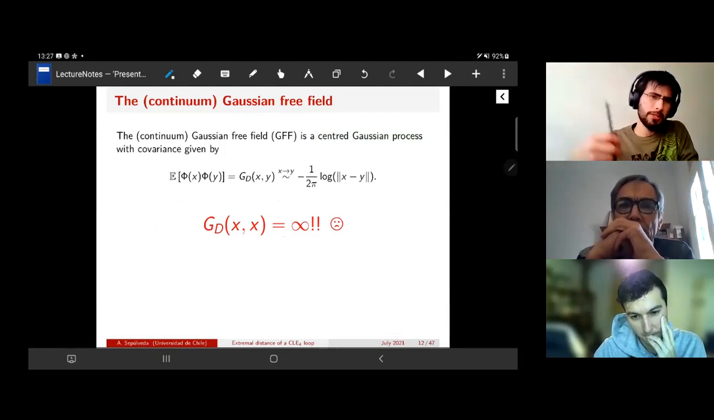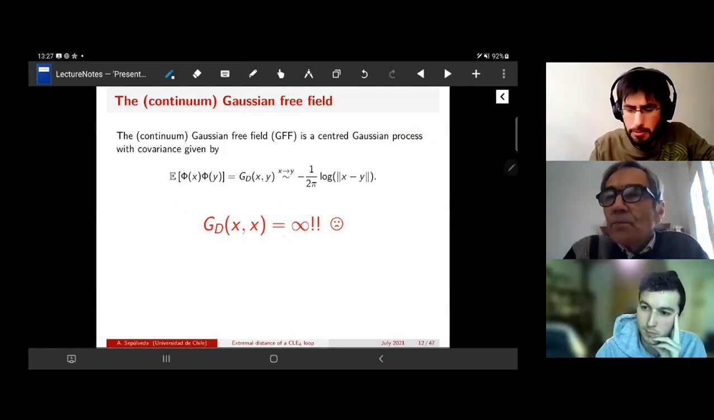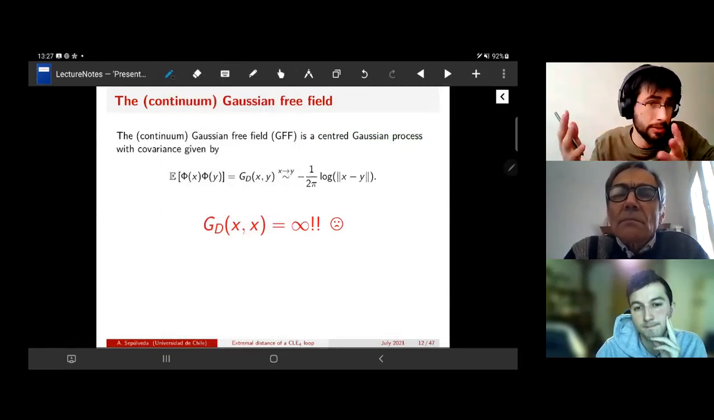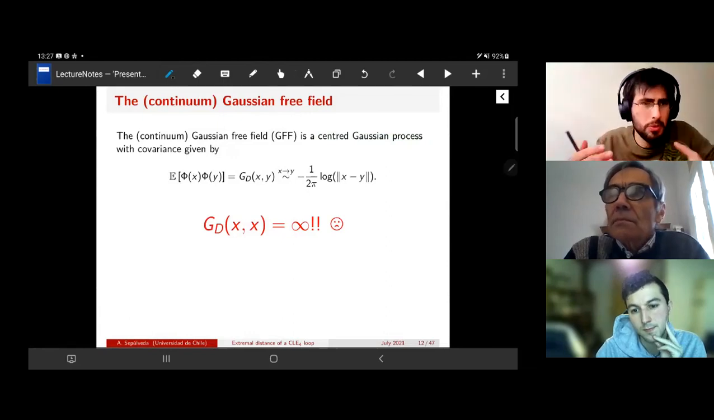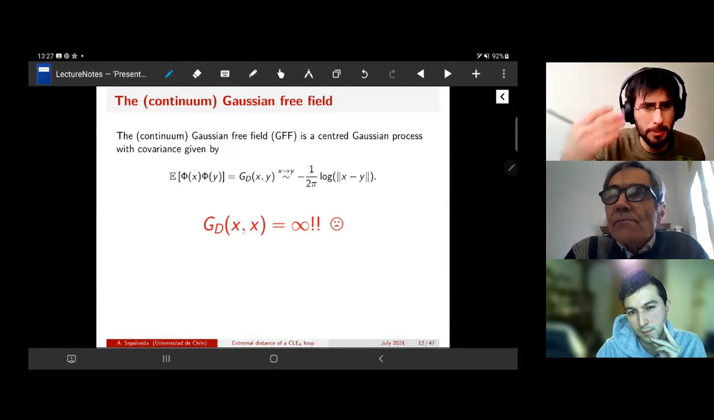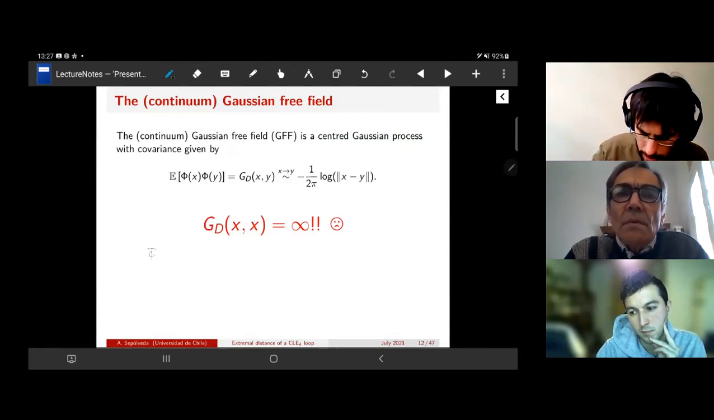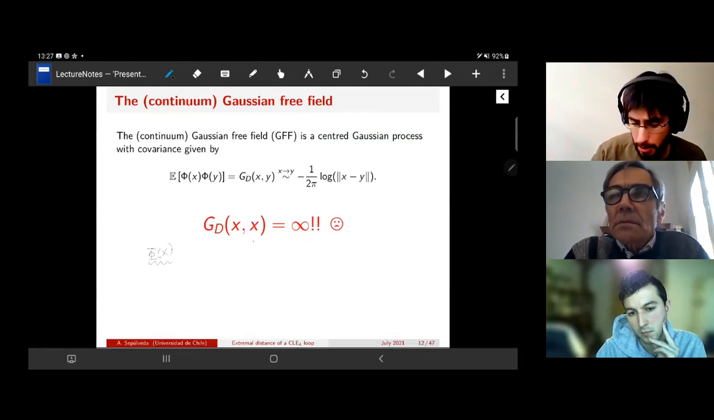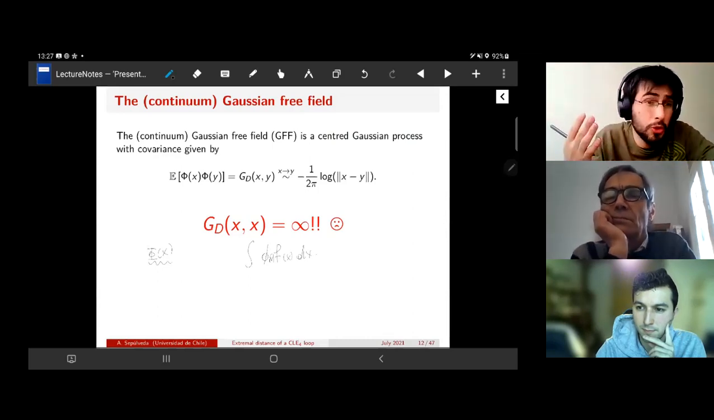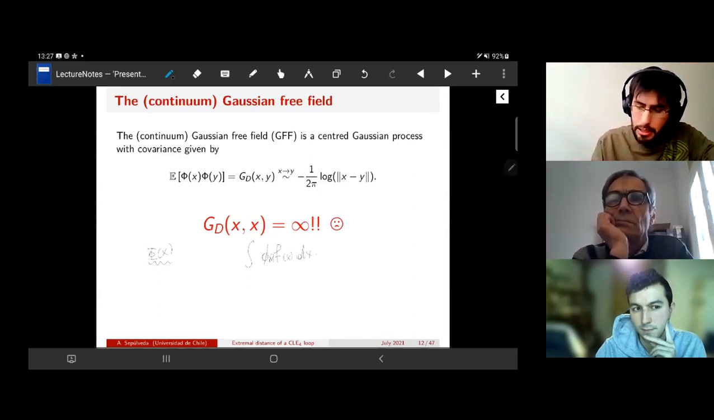So then the first intuition one could have is that, okay, maybe there is not such an object on the continuum. It works well on the discrete, but there is no way to make sense of it on the continuum. And well, this could be a possibility, but after one thinks a lot about it, one can say, okay, maybe this is not well defined at a given point, but maybe one can define the average of the Gaussian free field against a smooth function f. So one thinks of it as a Schwartz distribution or as a generalized function. And in fact, this is the case.